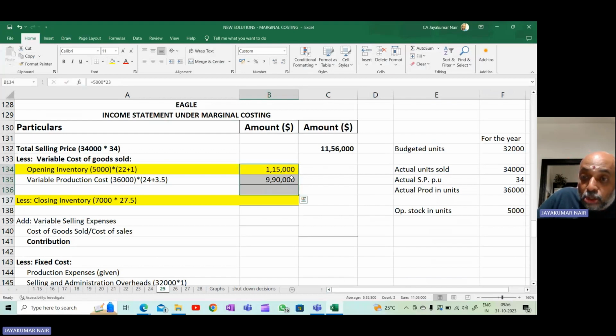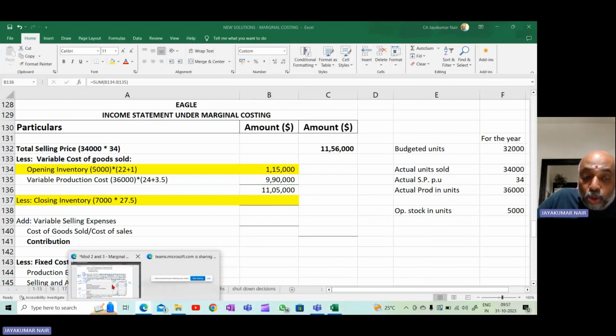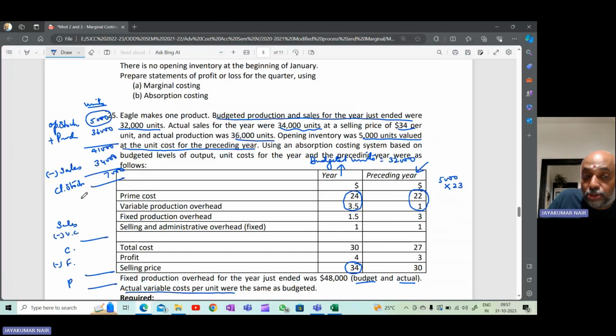So what is the total variable cost including the opening stock? So opening stock is this, and the units that you have produced is this. So total value is 11,05,000. But the entire 11,05,000 you have not sold. All the goods were not sold. You had not sold 7,000 units because you know the closing stock is 7,000.